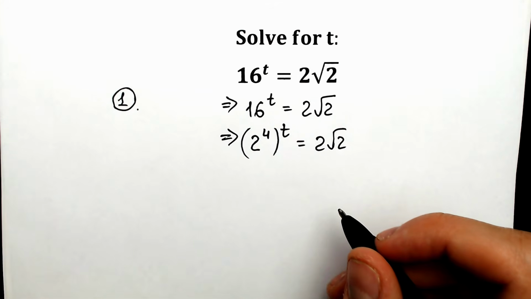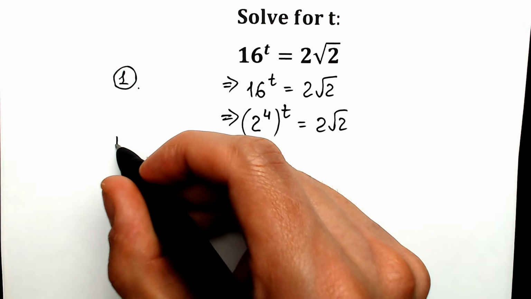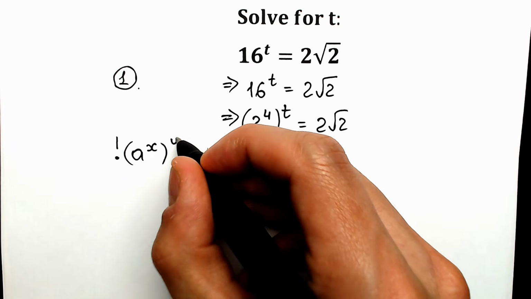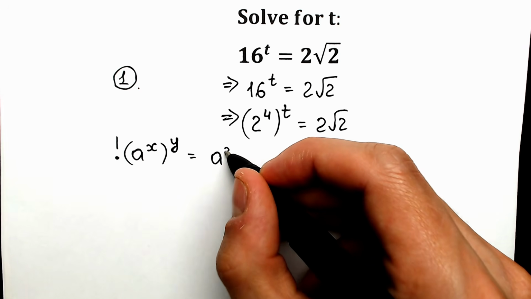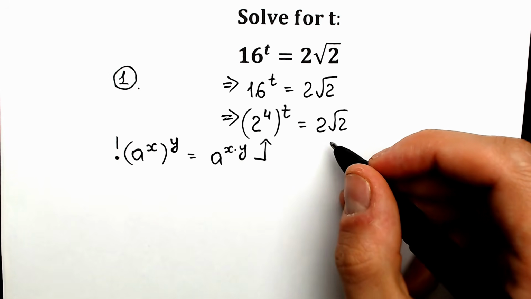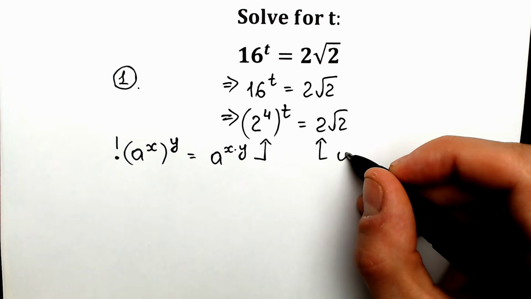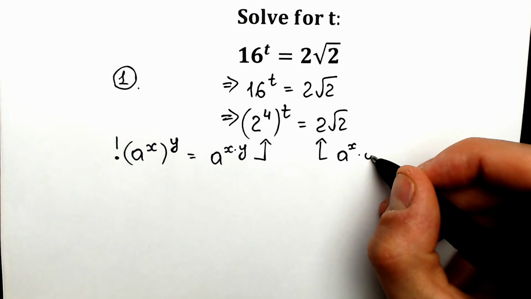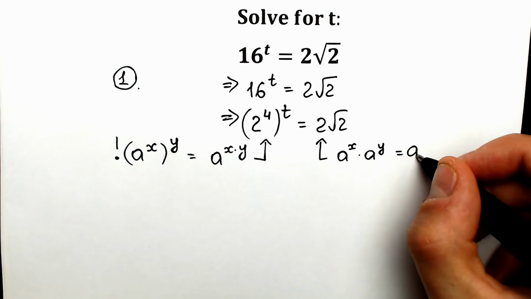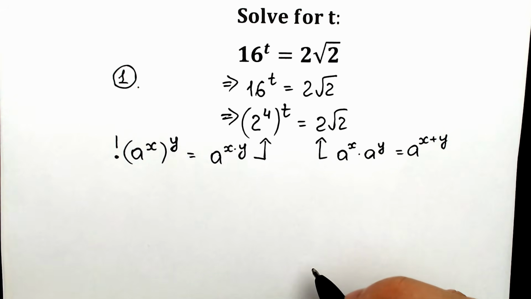And right now we need to remember two really important properties. The first property looks like this: when we have a to the power x raised to the power y, we can write it as a to the power x times y. We're going to apply this property on the left side. On the right side, there is another property: when we multiply a to the power x by a to the power y, so we have the same base but different powers, we can add the powers, a to the power x plus y. Let's apply it.